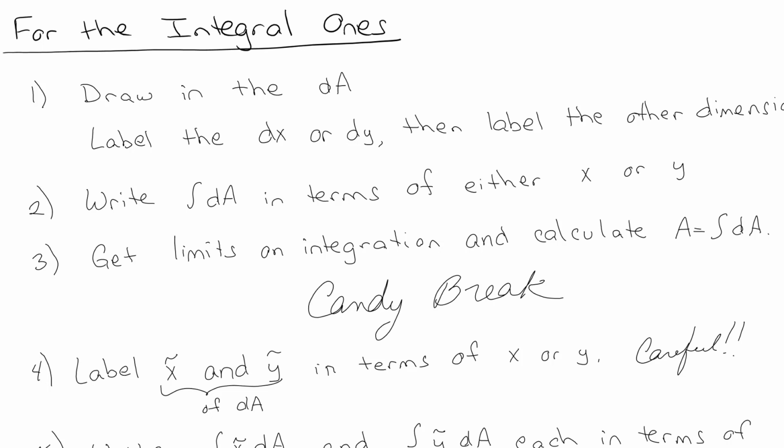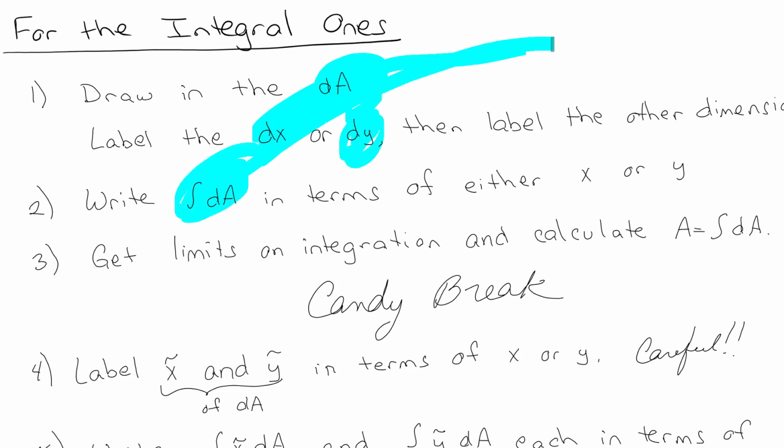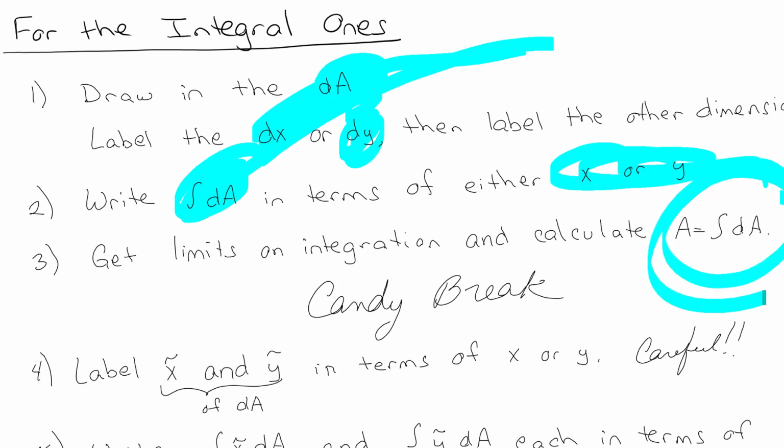So basically you're going to find the dA. And in order to do that, you have to label: am I going to itty bitty the x or am I going to itty bitty the y? Then you're not going to calculate the area, just write the integral in terms of x or y. A lot of times you'll have part of it in terms of x and part of it in terms of y. So the idea is to get the whole thing in x or y. Then you're going to actually do the calculation.